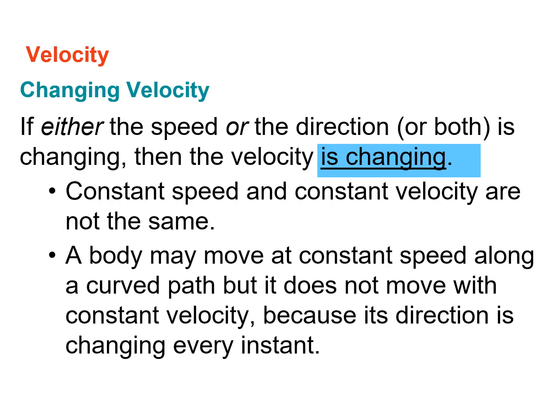If either the speed or the direction or both are changing, then velocity is not constant. It is changing as well. Later, we will learn that any changing velocity is known as an acceleration. So, as an example, if you had a body moving at a constant speed, but it is turning, it's not going in a straight line, then it does not have a constant velocity.